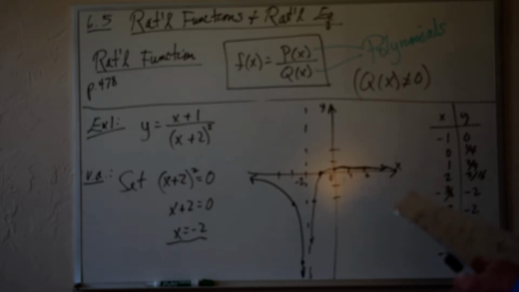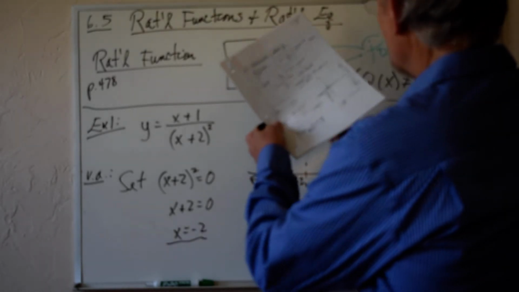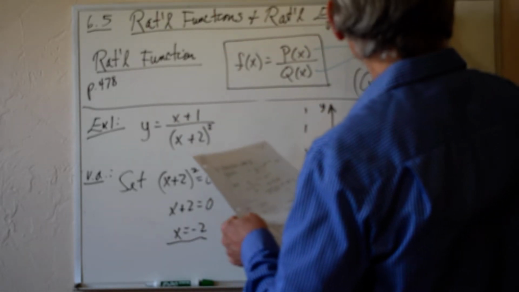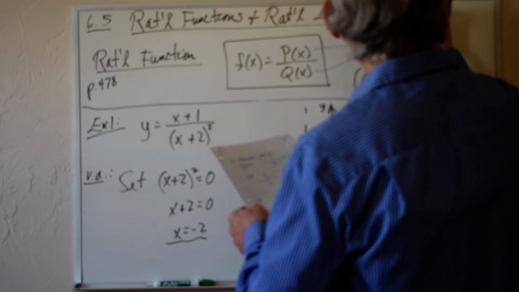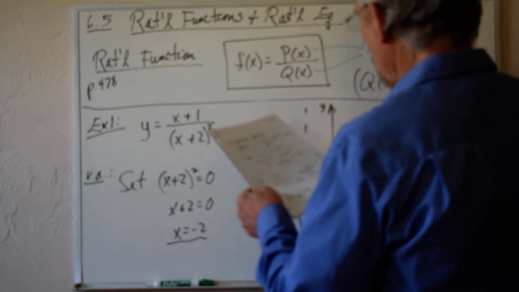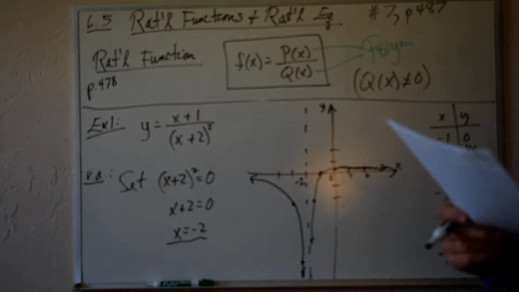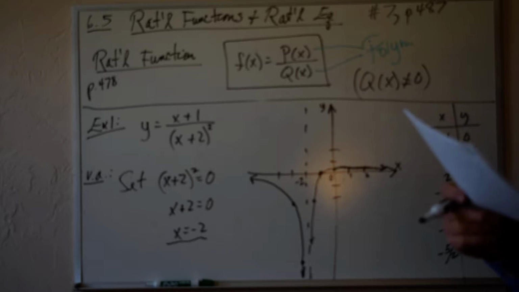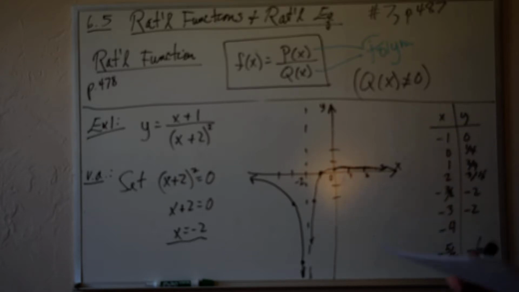Now, just take a quick look at problem number 7 on page 487. So that's number 7, page 487. You're just asked to look at 4 rational functions and find out which one does not have a vertical asymptote.